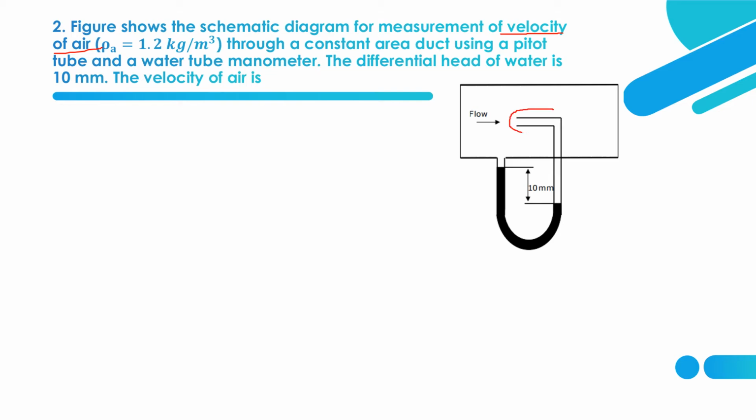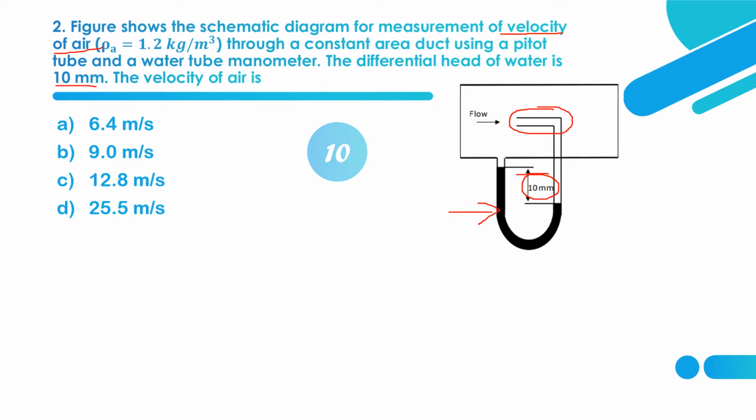A Pitot tube is employed so that we can find the velocity of the fluid. Here the fluid is air. And a water tube manometer is used. The manometer is filled with water. The differential head of water is given as 10 mm. What is the velocity of air? Option A, B, C, D. So we have to find the velocity of the fluid, in this case air, using Pitot's principle, the basic principle of the Pitot tube.